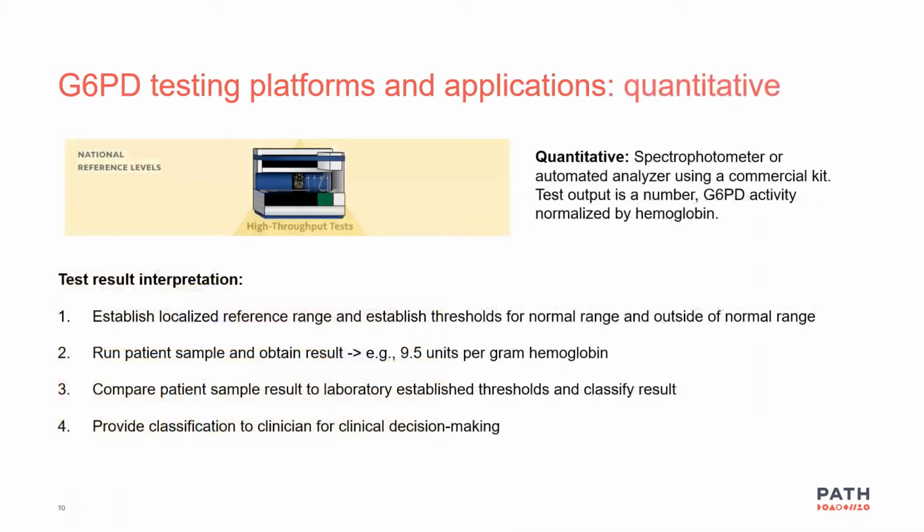So for the quantitative test, there's a need to establish a reference range, preferably a local reference range, and establish thresholds for results that fall within that range and outside of that range. And so you need access to a lot of samples, and you need high technical capacity to be able to establish that in any given setting. And then you run a patient sample, and you compare the result you got to the reference range that was established, and then and only then can you determine what someone's G6PD classification would be. Next slide.